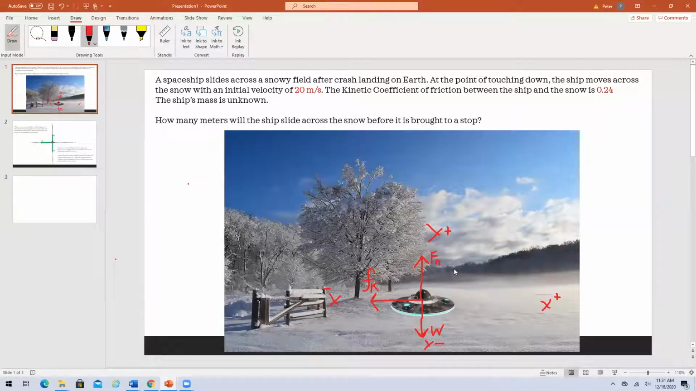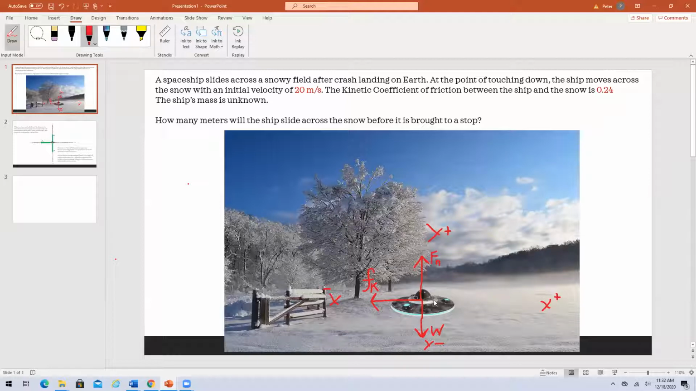Now, it's important to note that even though this thing is moving in the positive x direction, it doesn't have a force in that direction. It's purely the momentum of its movement previous to hitting the ground that's carrying it forward. It doesn't have a thrust. There's nothing driving it forward other than that momentum. And so in the positive x direction, there really is no force vector.